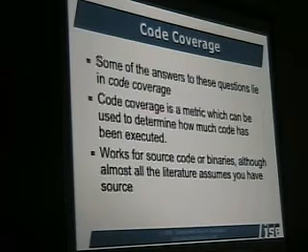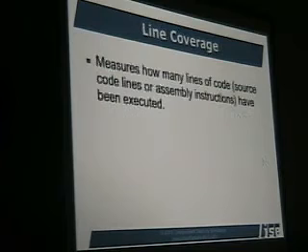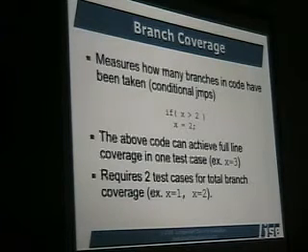So what's code coverage? It's basically a tool you can use to figure out how much code in your program has been executed. You can do it for source code or for binaries, although everything you read, except at hacker conferences, is going to say have the source code, because most people do. There's different kinds of code coverage. I'm going to explain a few of them real quick. Line coverage measures how many lines of source code or assembly you've executed. Branch coverage monitors how many branches in a program you've taken.